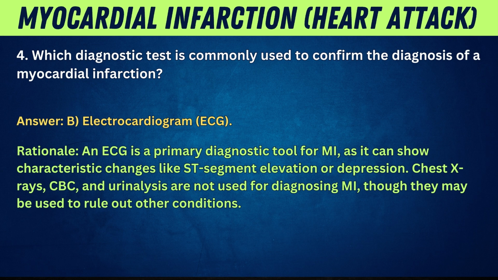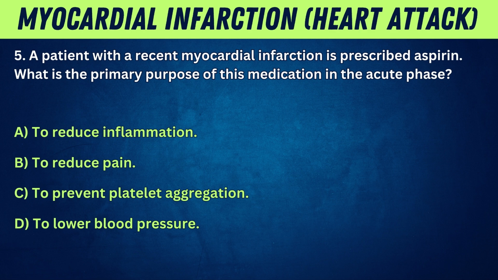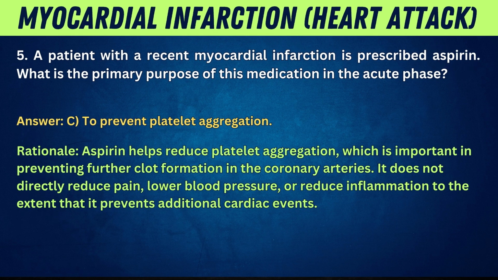5. A patient with a recent myocardial infarction is prescribed aspirin. What is the primary purpose of this medication in the acute phase? A. To reduce inflammation. B. To reduce pain. C. To prevent platelet aggregation. D. To lower blood pressure. Answer: C. To prevent platelet aggregation. Rationale: aspirin helps reduce platelet aggregation, which is important in preventing further clot formation in the coronary arteries. It does not directly reduce pain, lower blood pressure, or reduce inflammation to the extent that it prevents additional cardiac events.